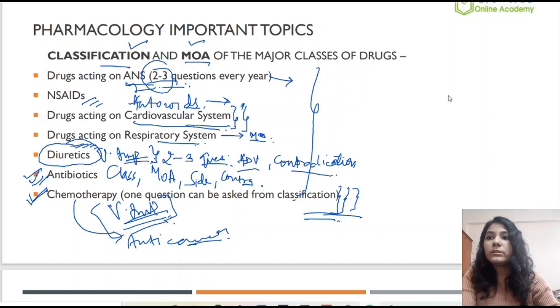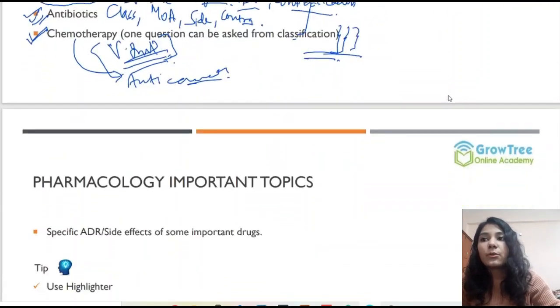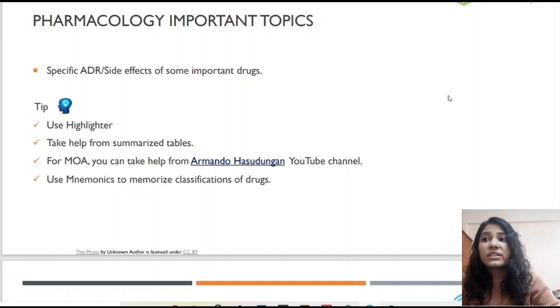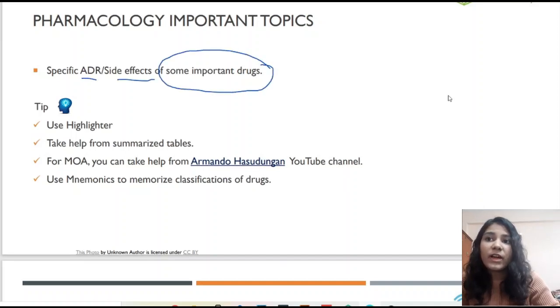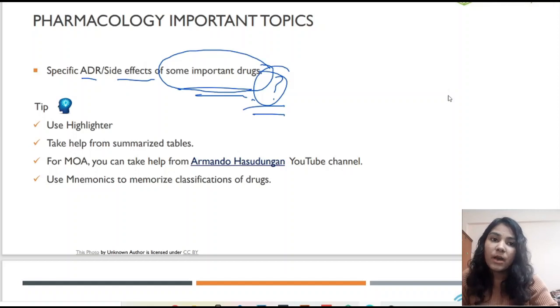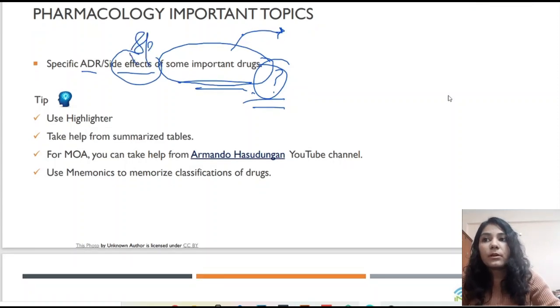Okay, let's move forward. As I have mentioned, you can also look for specific adverse reactions and side effects of some important drugs. You can find in previous year question papers which drugs have been asked. You can prepare for them and for some other drugs related to them also. Mainly you need to memorize the specific side effects, not all side effects.